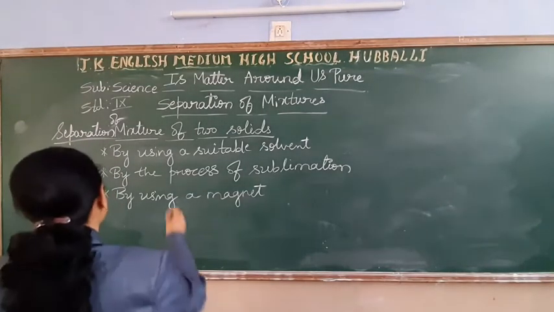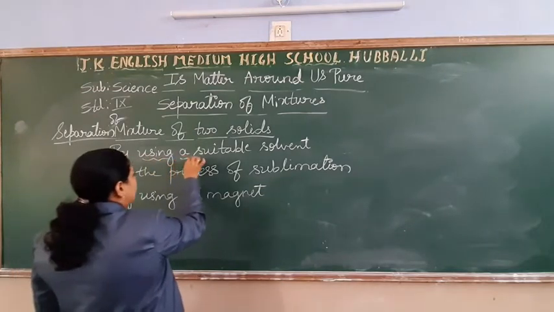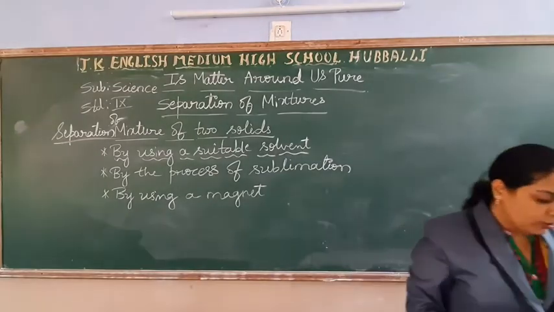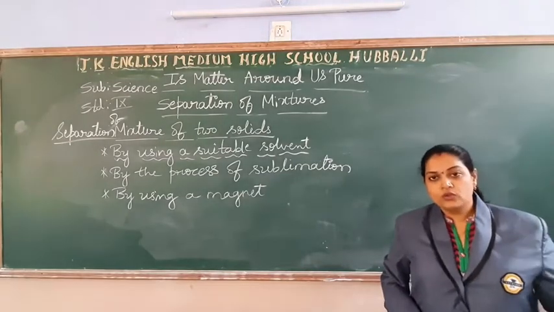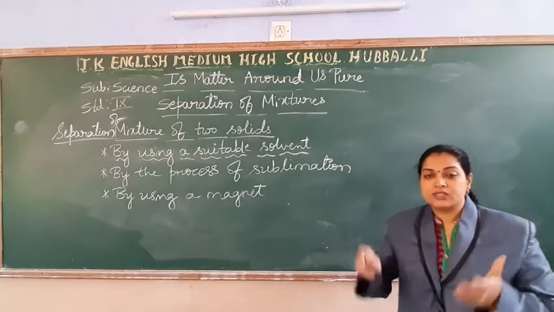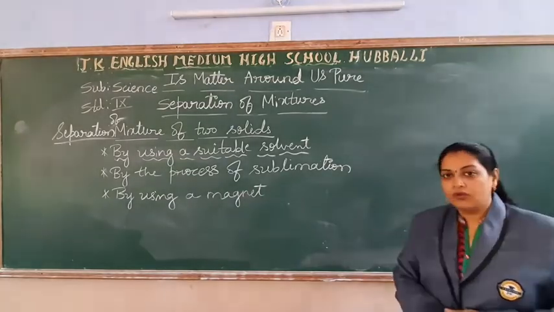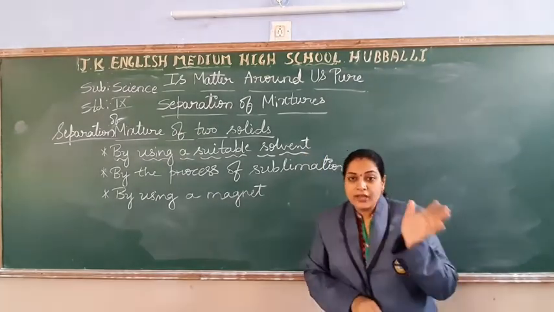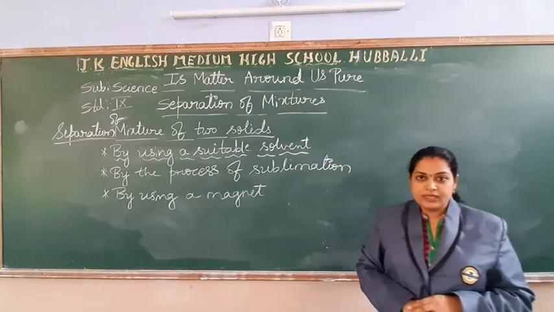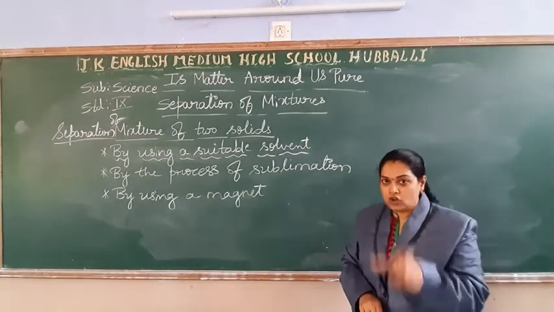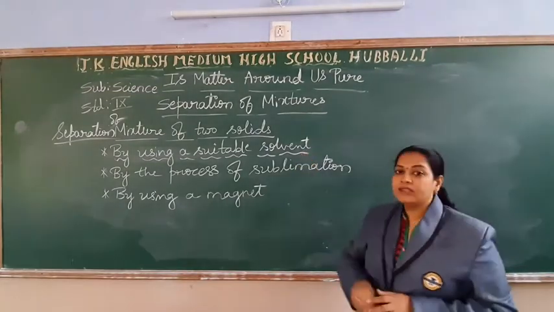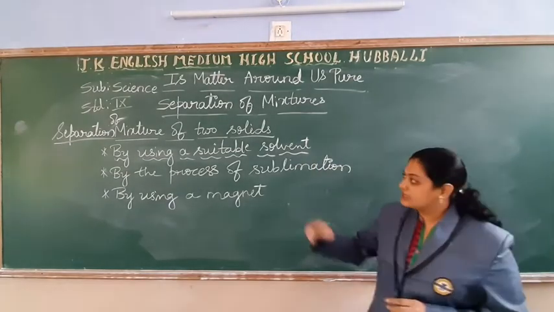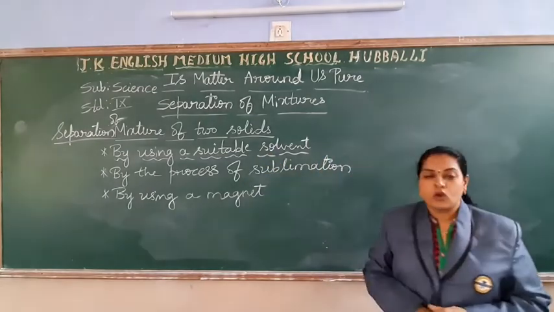Okay students, let us start with the first method, that is by using a suitable solvent. What do you mean by solvent? As you know, some solute will get dissolved in a substance. That substance is called the solvent. What type of solvent are you going to choose now? One which is suitable for your mixture. It means any one constituent should dissolve in the solvent. That type of solvent we are going to choose. That is the meaning of suitable solvent.